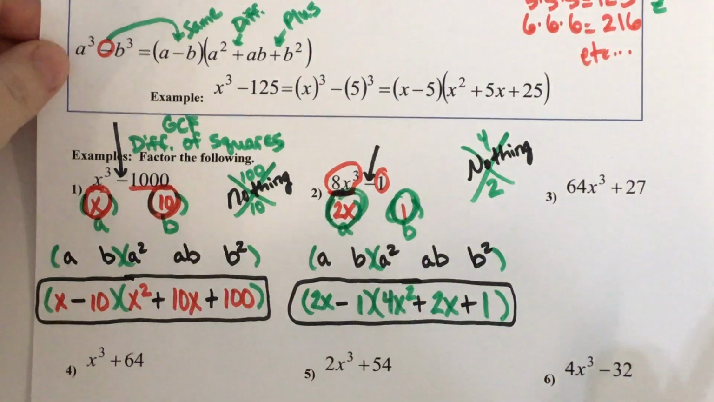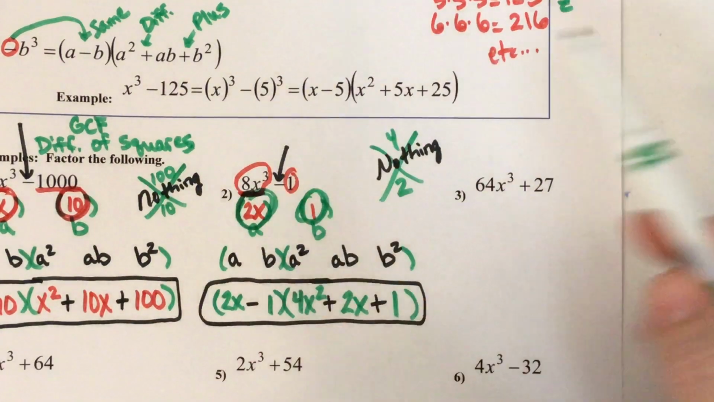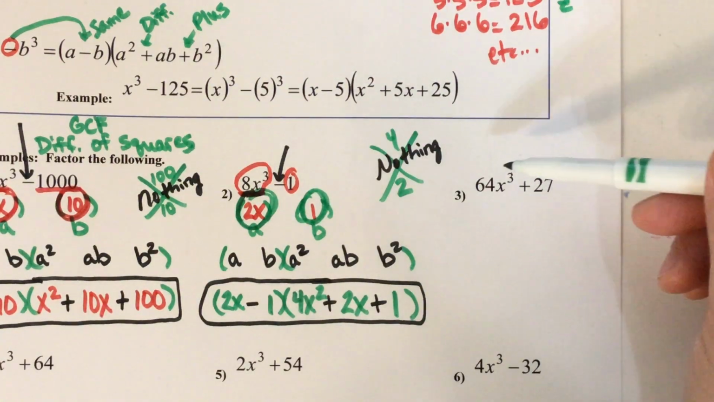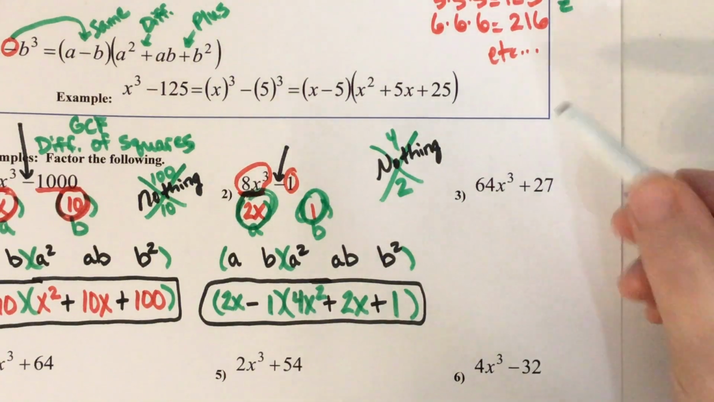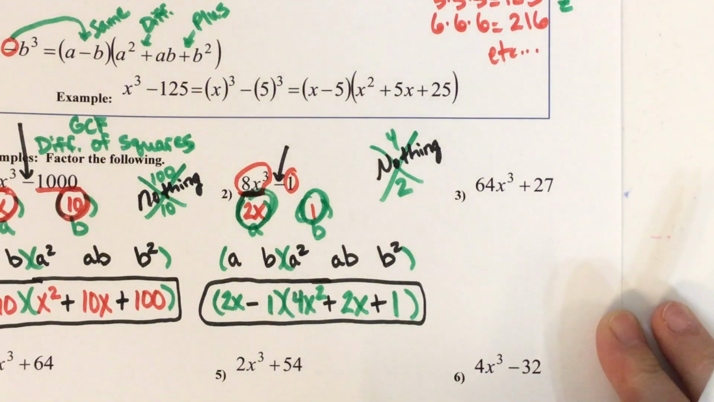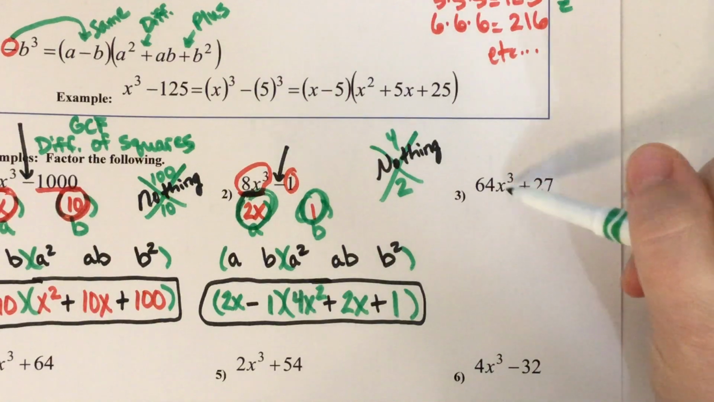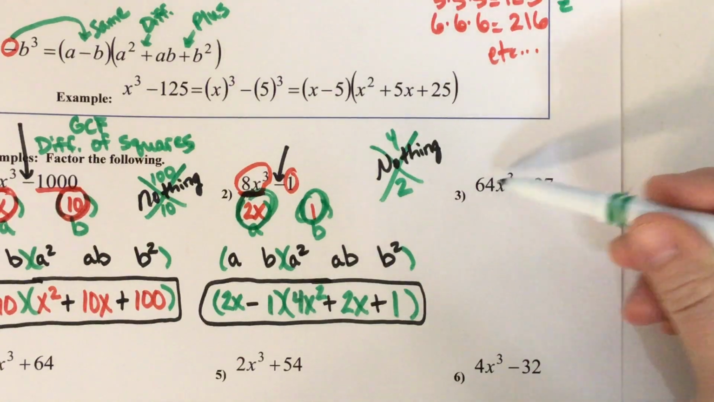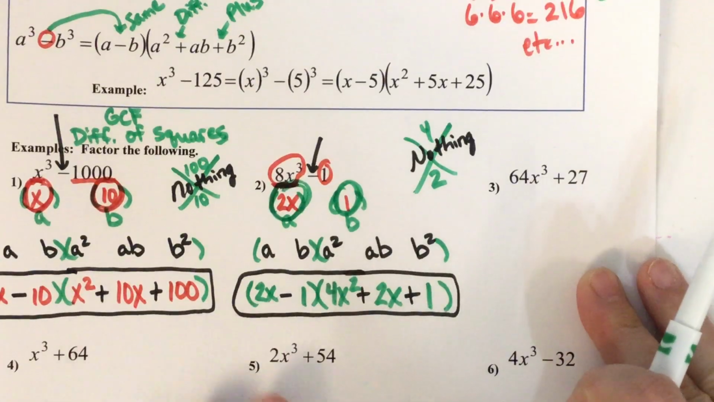Okay, number 3. All right, first I look for a GCF, but nothing can divide into 64 and 27 besides 1. They don't both have x's. Okay, it's not a difference of squares. It doesn't even have a minus sign. So, on to our new guy. Sum or difference of cubes. I've got a sum. My exponent's a multiple of 3, and 64 and 27, sure enough, they're in my perfect cube list.